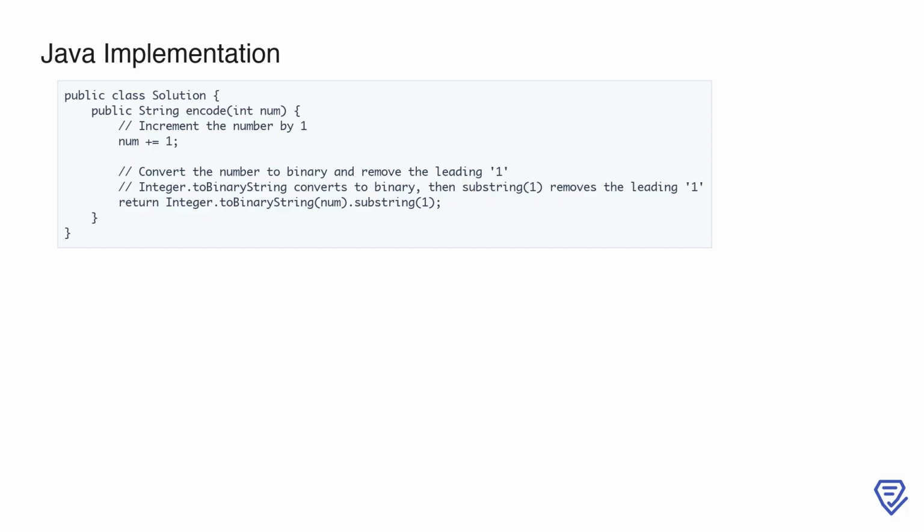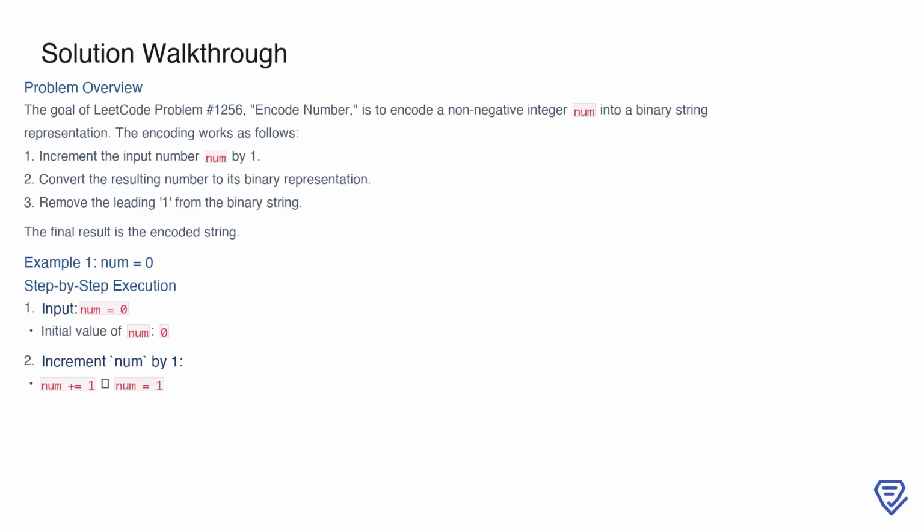In this problem, our task is to encode a non-negative integer into a binary string representation following a specific process. First, we increment the input number by 1. Then, we convert this new value into its binary representation. Finally, we remove the leading one from the binary string to produce the encoded result. Let's look at an example to understand this process better.